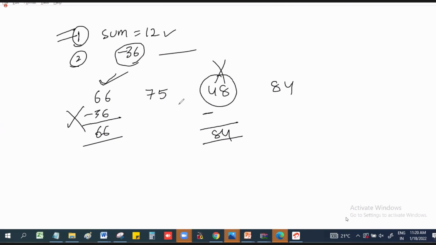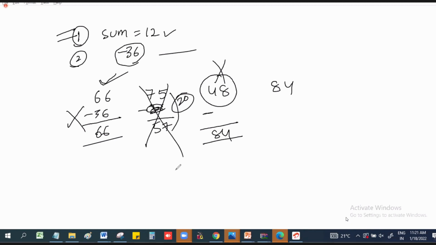Yes, we know the answer, but still minus 36. Instead of doing this, be logical. 75. What is the reverse number of 75? 57. The difference is only approximately 20. How is 36 going to come?